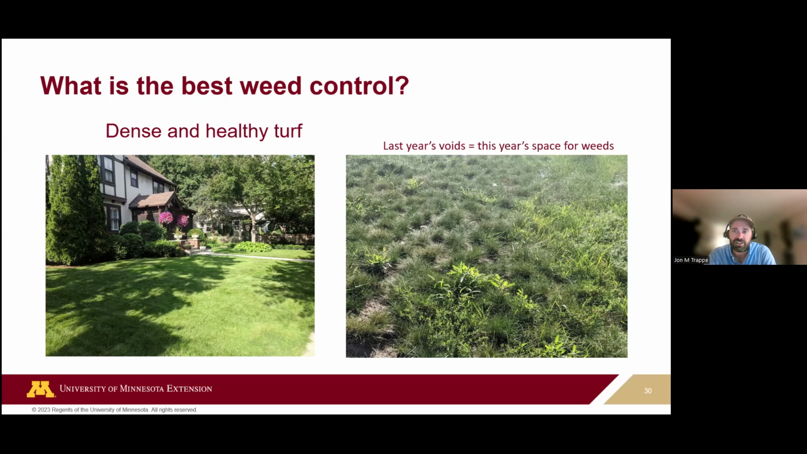And I have this comment up here: last year's voids are this year's space for weeds. In this particular stand, you can see it's very thin on the right side over here. You can see a lot of soil here, and of course, it's very weedy. If you provide the space, nature is going to fill up that void, because nature hates a void.